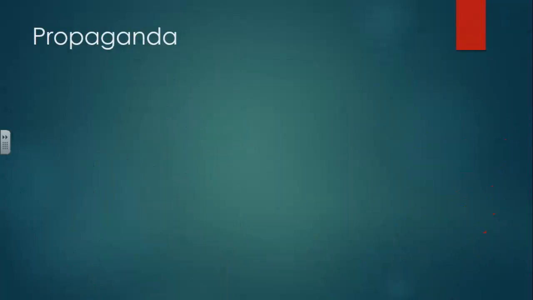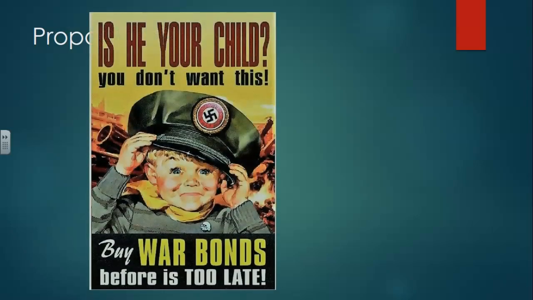Now, let's look at some examples of propaganda from World War II. First one we're going to look at is this one right here. This is an American propaganda piece. As you can see in here, it says, "Is he your child? You don't want this. Buy war bonds before it's too late."